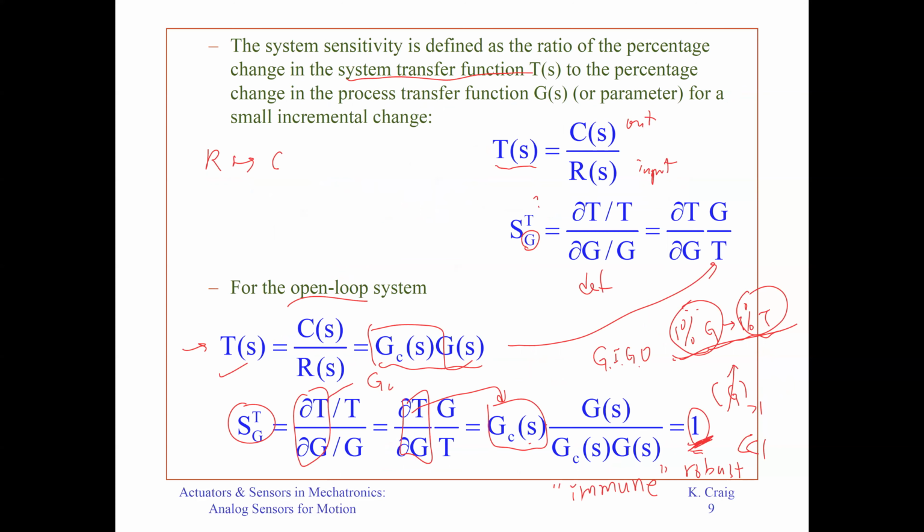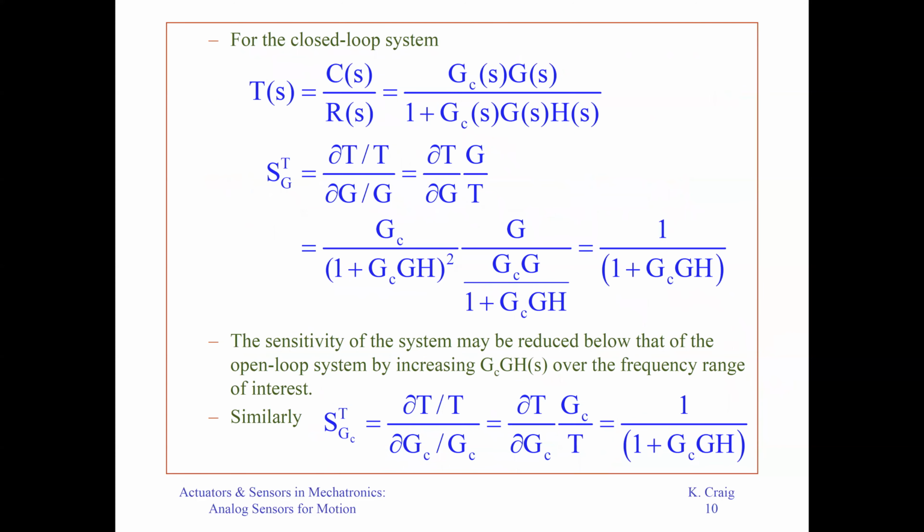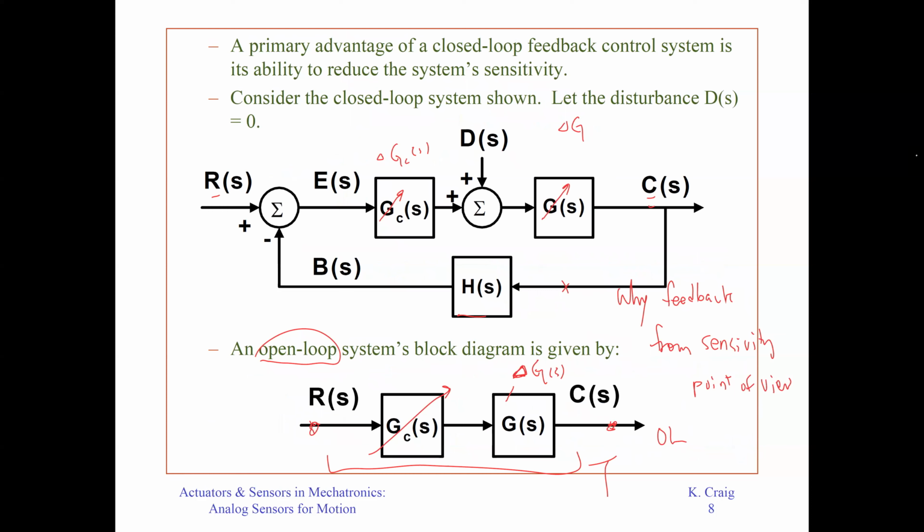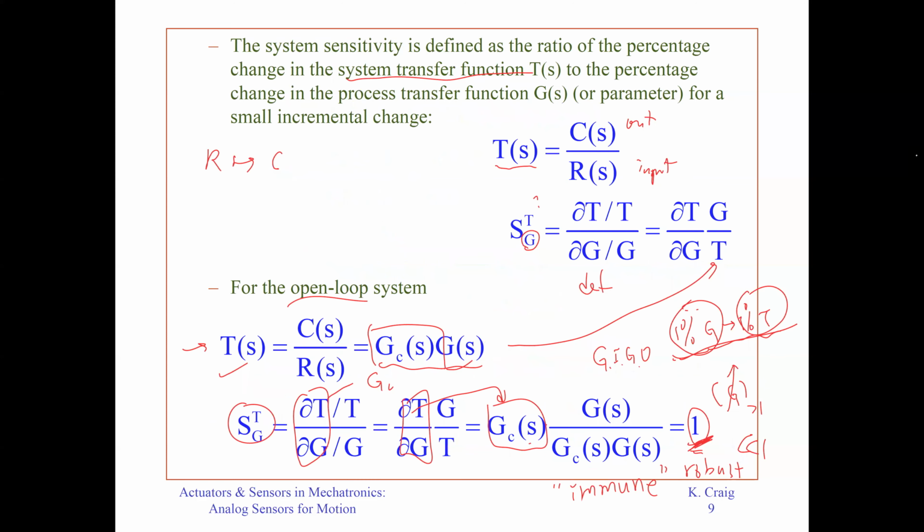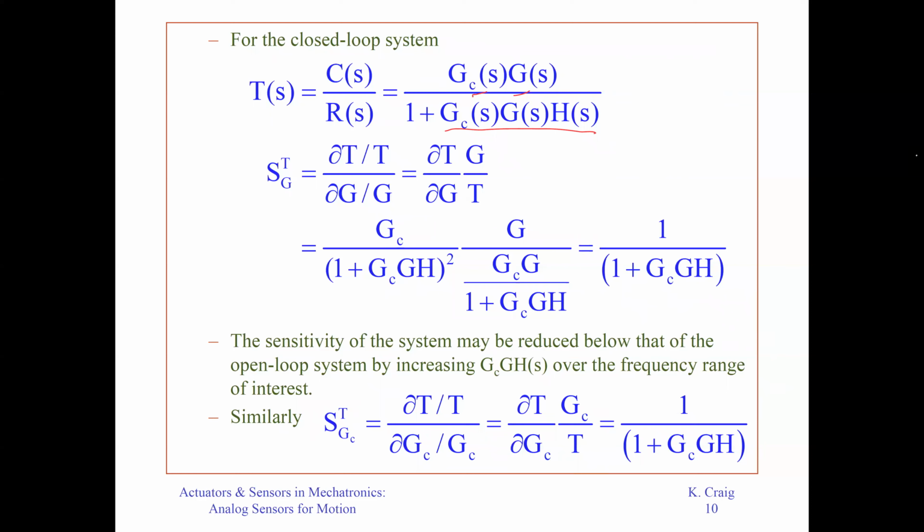Now let's take a look at the closed loop setting. For the closed loop setting, T is, of course, we know, the forward path over one plus the loop, and the H is in here. Usually we put H as one, but in reality, H is not one. So let's discuss this again. I have delta in here. How does this affect my closed loop transfer function?